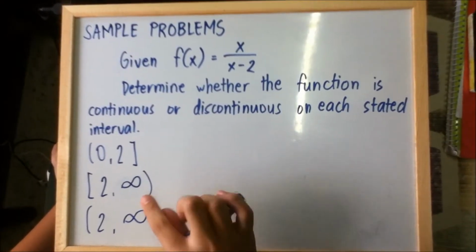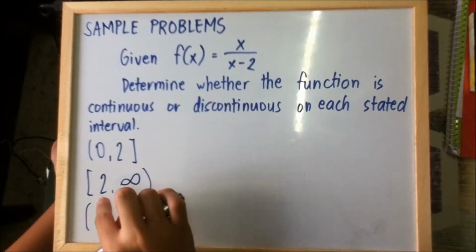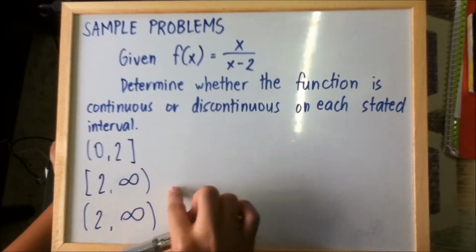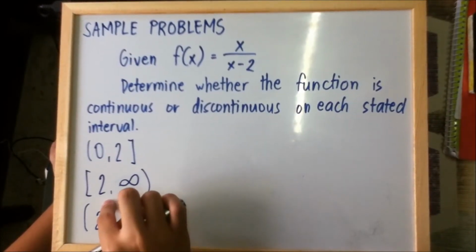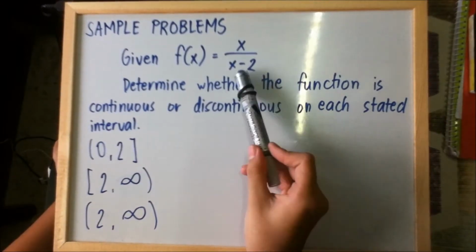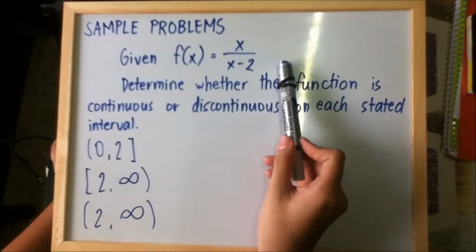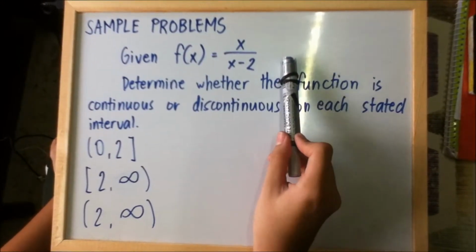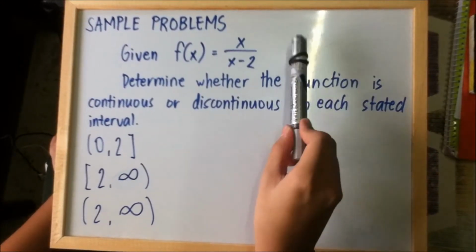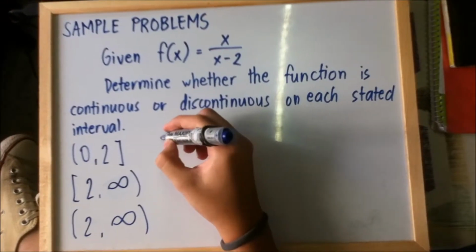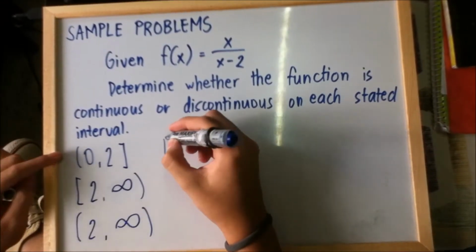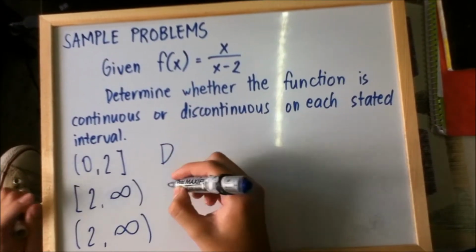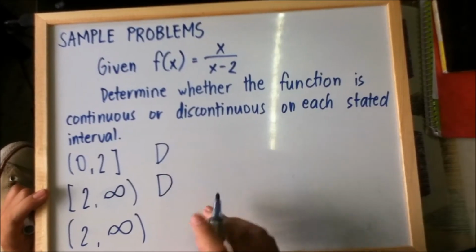So here on the second interval, we have including 2 up to positive infinity. So once again, by direct substitution, 2 minus 2 is equal to 0. And just like what I've said earlier, rational functions cannot have a denominator which is 0. Now what we have is the first interval, which is discontinuous, the second interval, which is also discontinuous.